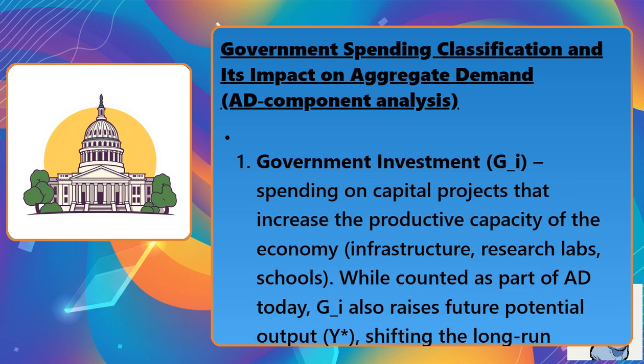2. Government investment, G sub I, spending on capital projects that increase the productive capacity of the economy, such as infrastructure, research labs, schools. While counted as part of aggregate demand today, G sub I also raises future potential output, Y star, shifting the long-run aggregate supply curve to the right.